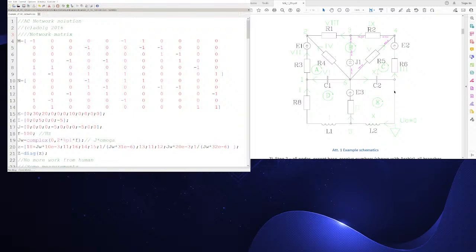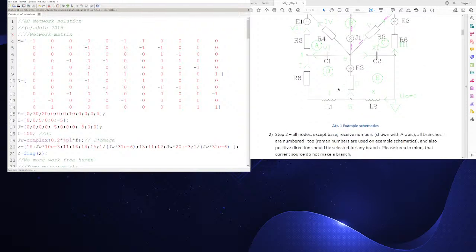And also I should select a positive direction for a branch. I can do it freely as I want, but it should be done. For example, for the first branch, here with the green arrow, the positive direction is this way. For branch 8, this way, and for branch 9, also this way.